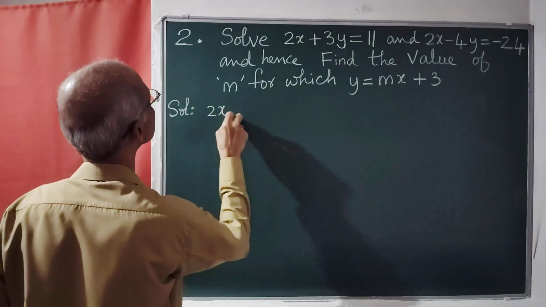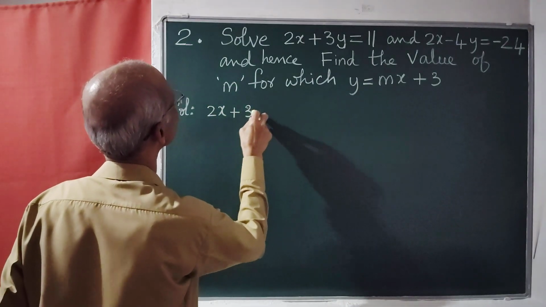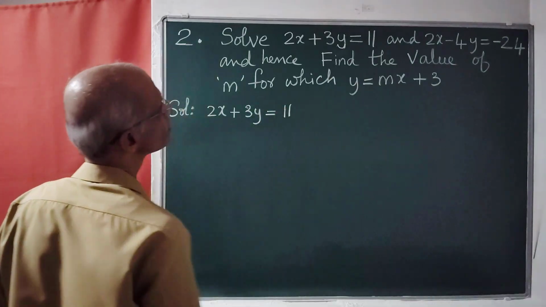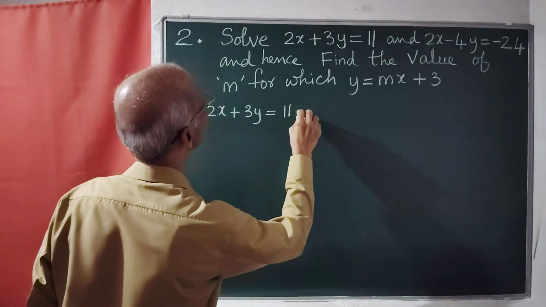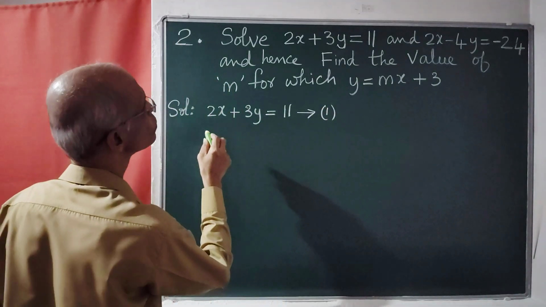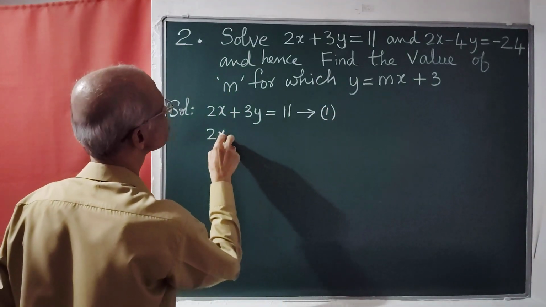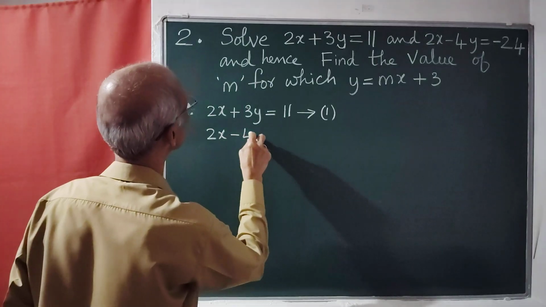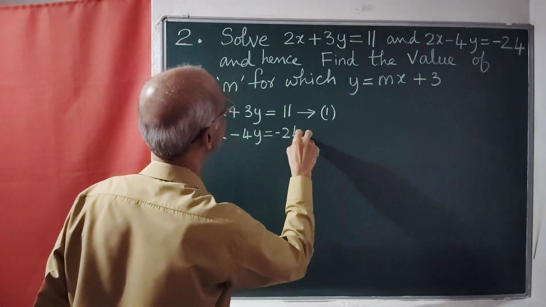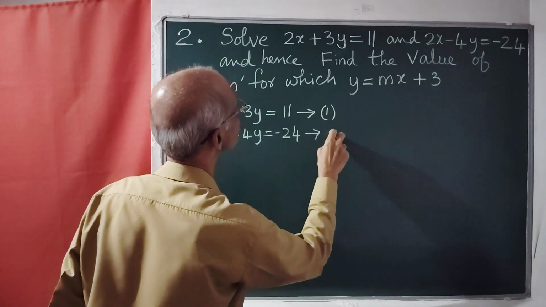2x plus 3y equal to 11. We will label it as equation 1. 2x minus 4y equal to minus 24. We will label it as equation 2.